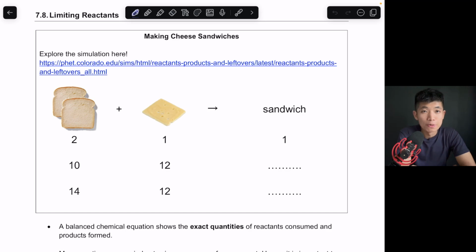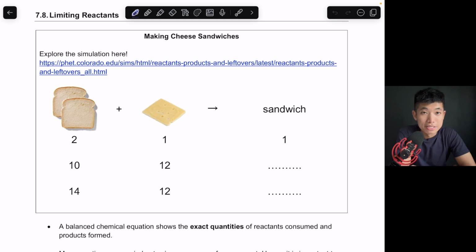Hi everyone, in this video we will go through the concept of limiting reactants. You can start by exploring the simulation over here, but I will just go straight into some examples and the concept of what limiting reactants are. At the end of this video, you should be able to recognize questions that require the use of limiting reactants and apply the concept in performing calculations.